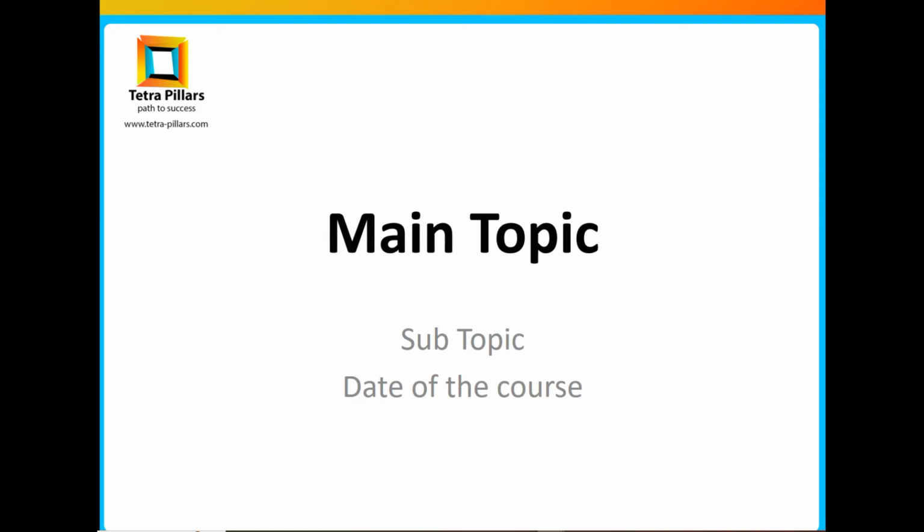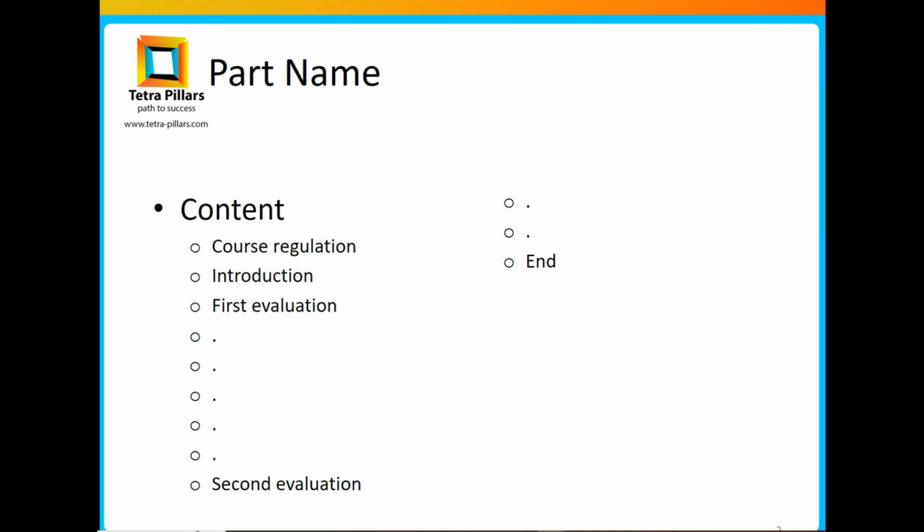The other slides. The second part will be about the content, or the main content of your slide should be written here. For example, content, course regulation, introduction for the persons, first evaluation, or something like this. This is just for example. And a very important part here is the part name. It means that when you write something here, the part name will be the name or the words that you have used here.